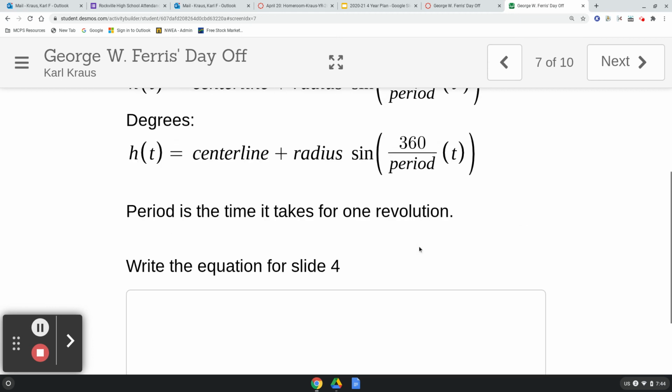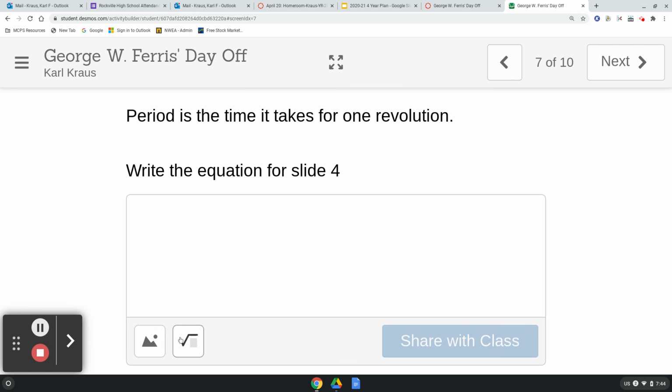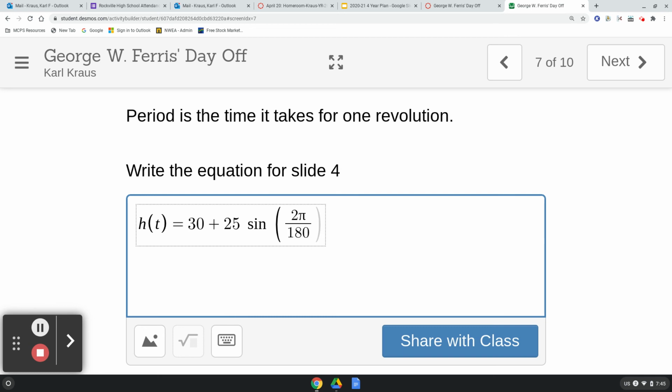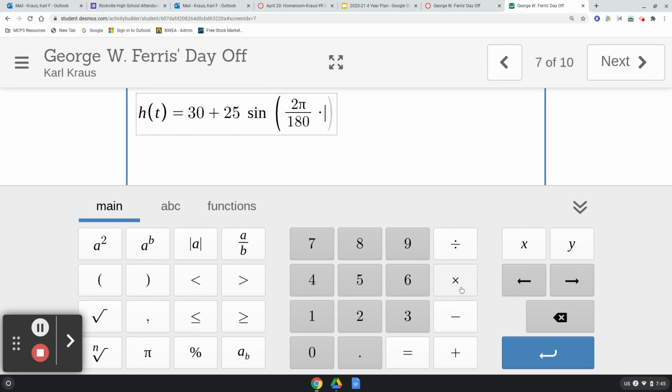So write the equation for slide 4. We already kind of did the equation when we calculated everything. So it's going to be h of t is equal to 30 plus 25 sine 2 pi over 180, and then times t.